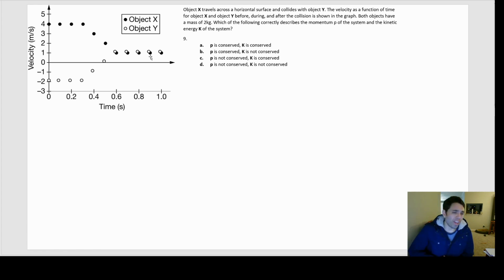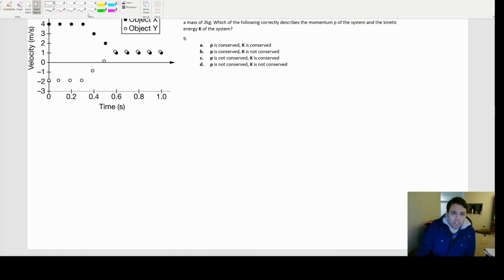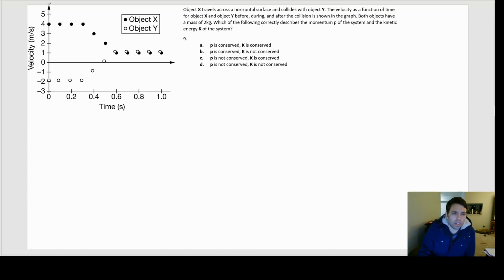Which of the following correctly describes the momentum P of the system and the kinetic energy K of the system? Well, I can just look at this picture and tell you that K is not conserved, right? I mean, look at the velocities. I have a velocity of 2 for the white, unshaded circle. And remember, for kinetic energy the velocity is squared, so it doesn't matter that it's negative. It becomes positive anyway. So I got a velocity of 2 before and 4 for the other one.